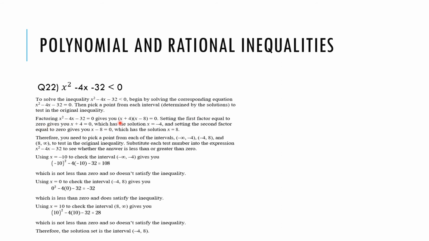Factoring this gives us (x plus 4)(x minus 8) is equal to 0. Setting the first factor equal to 0 gives us x is equal to minus 4. And setting the second factor equal to 0 gives us x is equal to 8. Therefore, you need to pick a point from each of the intervals minus infinity to minus 4, minus 4 to 8, and 8 to infinity to test the original inequality.